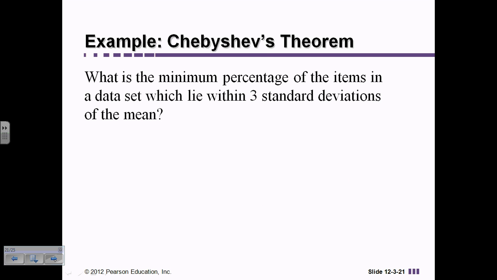So let's look at the next one. The next example says, how many lie within 3 standard deviations of the mean? If we do our formula, 1 minus 1 over 3 squared equals 1 minus 1/9. And 1 minus 1/9 comes out to be 0.888 repeating, which is approximately 88.9% of the data. So again, 88.9% of the data is going to fall within 3 standard deviations of the mean.